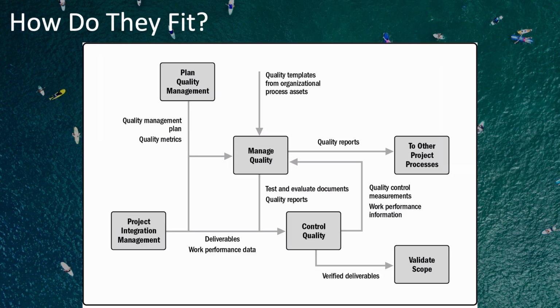And so it has as an output verified deliverables, which are an input to validate scope, which you'll remember is the process in which you get customer acceptance of these deliverables. In summary, control quality is about doing the measurements of the quality and verifying deliverables to make sure that they meet quality requirements, while manage quality is about providing the information and guidance to control quality along with the quality management plan so that control quality can measure these things appropriately, and providing the quality reports used elsewhere in the project.